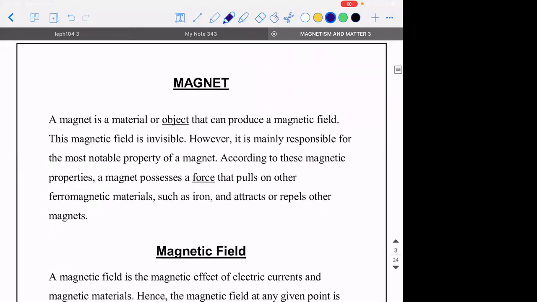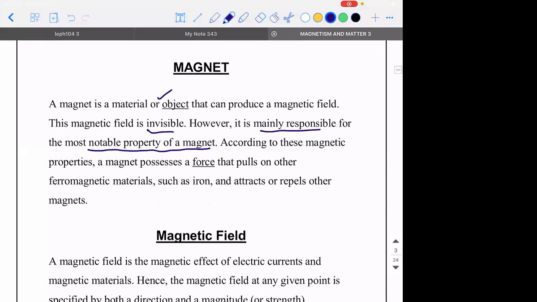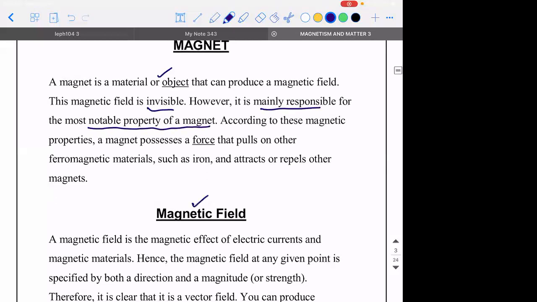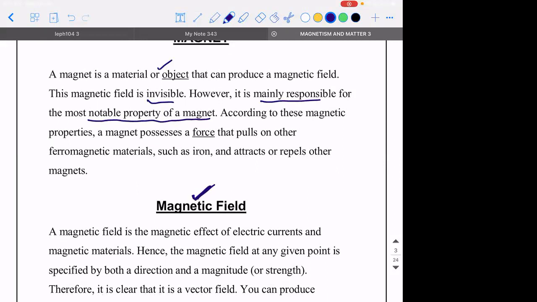we need to understand one point. We know all these things, right? A magnet is a material which can produce a magnetic field. The magnetic field is invisible. However, it is mainly responsible for the most notable property of a magnet. According to the magnetic property, the magnet will try to pull other objects, the magnetic materials, towards itself. So around the magnet there is an invisible region which we call the magnetic field. All these things we have discussed and calculated in the previous chapter itself.